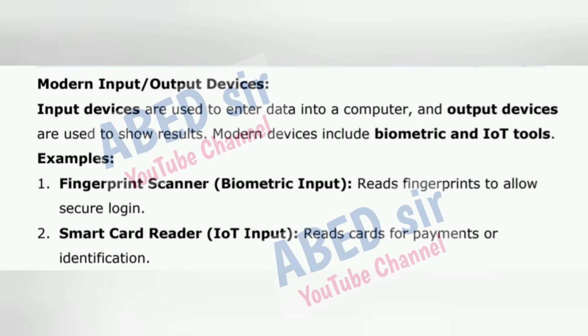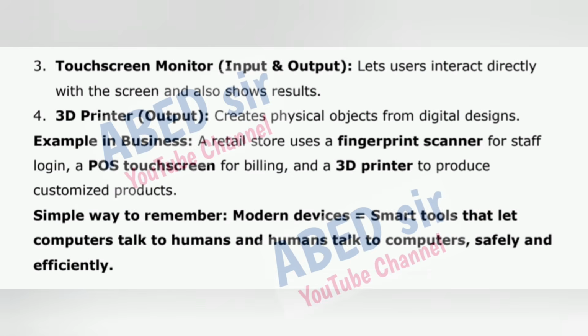Examples. 1. Fingerprint scanner. Biometric input, reads fingerprints to allow secure login. 2. Smart card reader. IoT input, reads cards for payments or identification. 3. Touchscreen monitor. Input and output, lets users interact directly with the screen and also shows results. 4. 3D printer. Output, creates physical objects from digital designs. Example, in business, a retail store uses a fingerprint scanner for staff login, a POS touchscreen for billing, and a 3D printer to produce customized products.